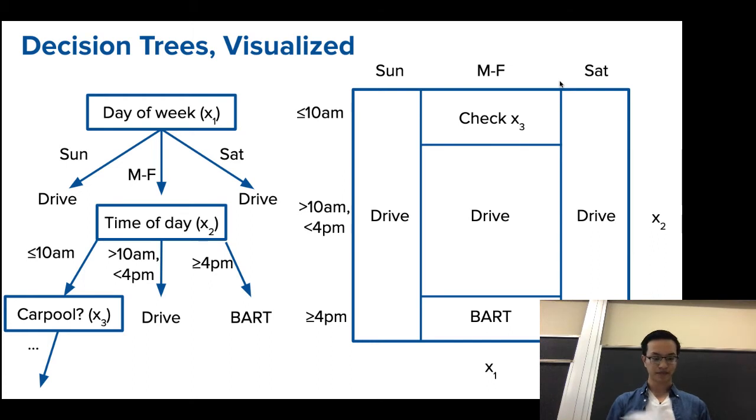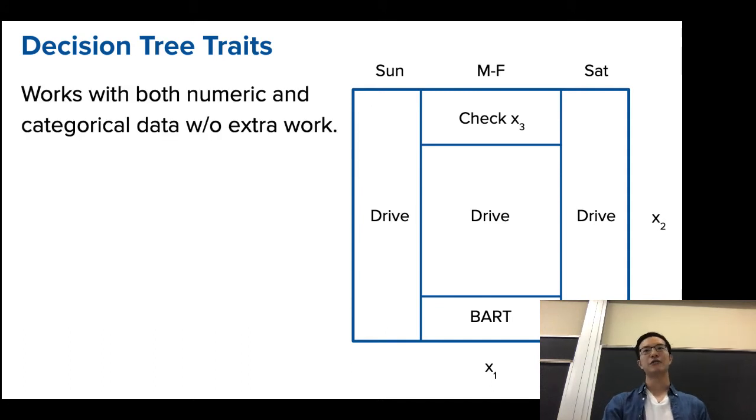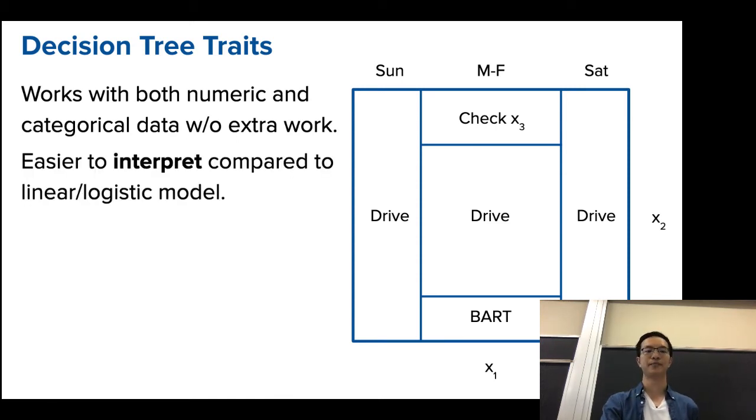Okay. The nice thing about decision trees is that, as you may have noticed, it works with both numeric and categorical data without extra work. So with linear and logistic regression, I have to encode my features using a one-hot encoding if I want to work with categorical data. With the decision tree, I don't have to do that. I can just make a binary rule based on some categorical data. No problem.